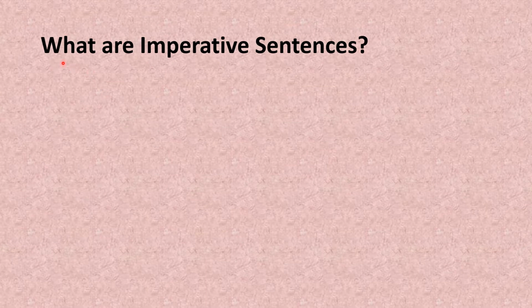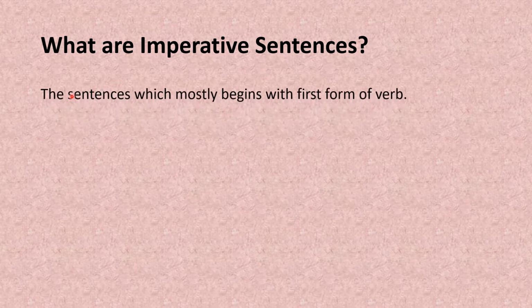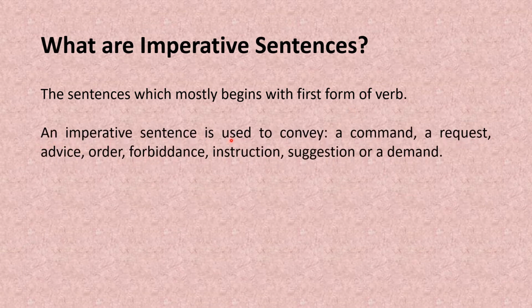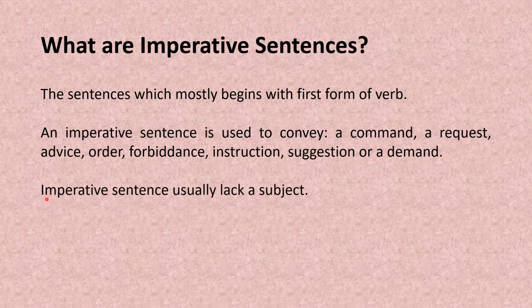Let's move on and have a look at the proper definition of imperative sentences. The sentences which mostly begin with the first form of the verb are known as imperative sentences. An imperative sentence is used to convey a command, a request, advice, order, forbiddance, instruction, or suggestion. And imperative sentences usually lack a subject, as they start with the first form of the verb, so there is no subject in the imperative sentences.